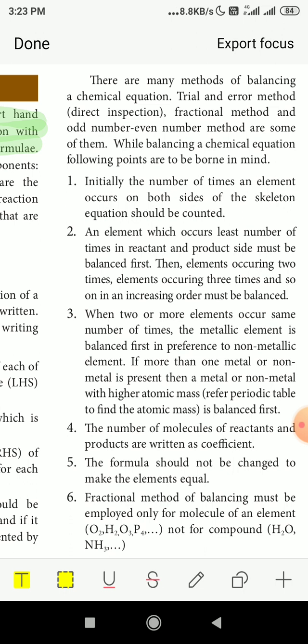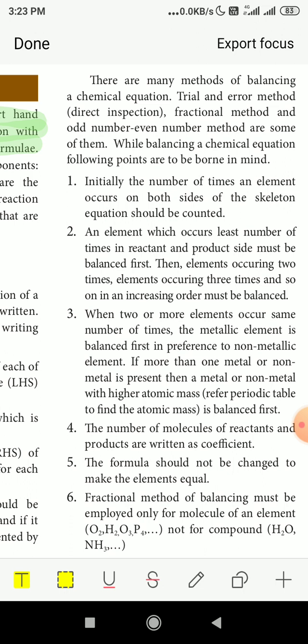If more than one metal or non-metal is present, then the metal or non-metal with a higher atomic mass is balanced first. The numbers of molecules of reactants and products are written as coefficients.